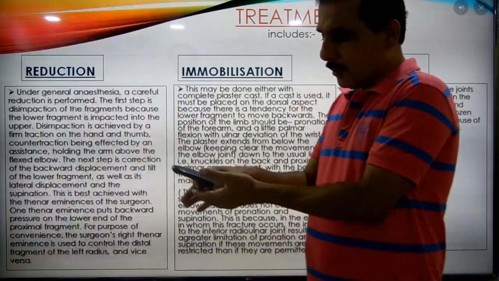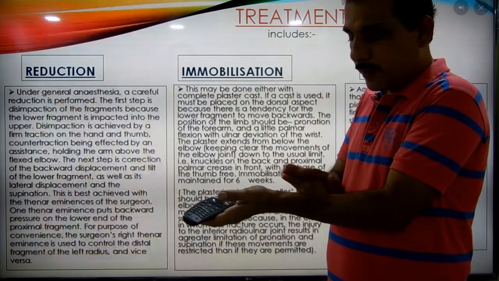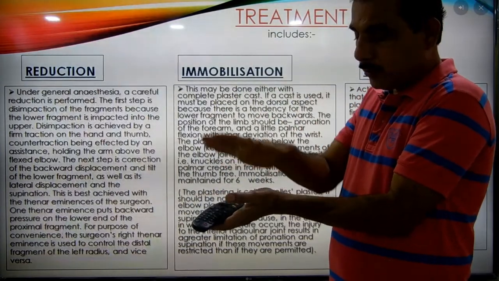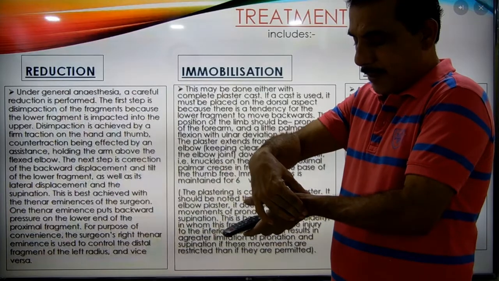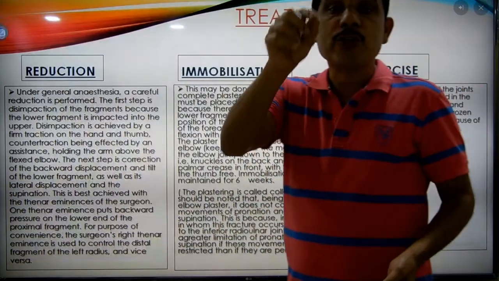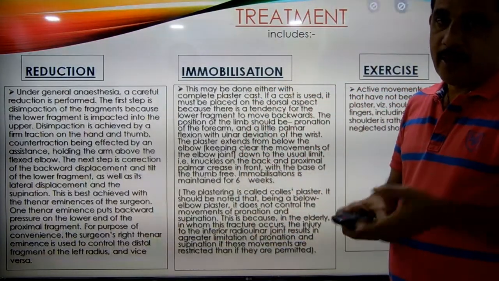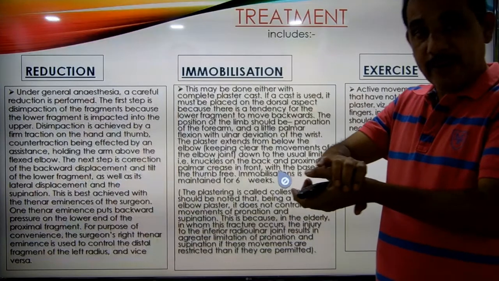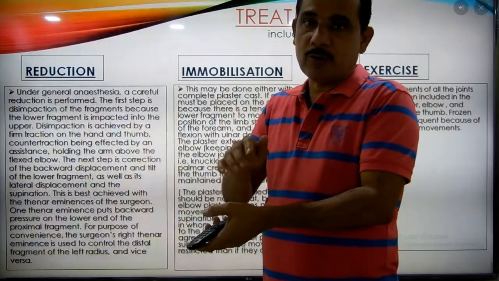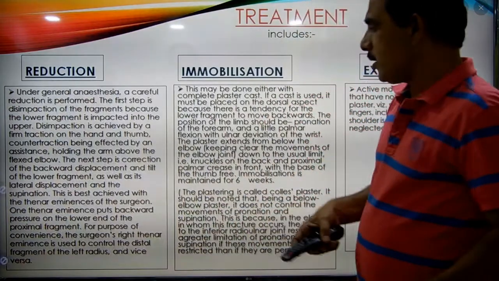So here one thenar region of the surgeon's hand should be kept here, and another on the lower fragment to make the balance, and you should push like this, and does all the movements of the proximal end of the radius, isn't it? After giving the traction, this should be carried out by using the two thenar eminences of the surgeon. So that is the reduction.